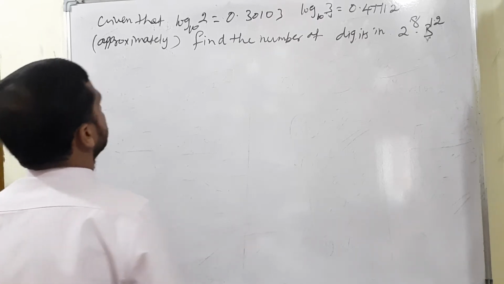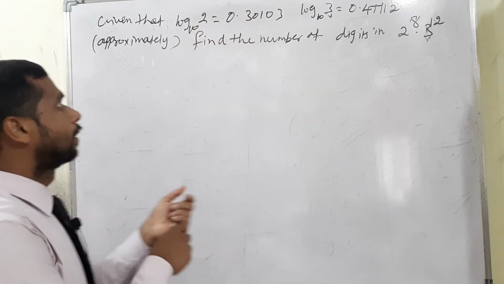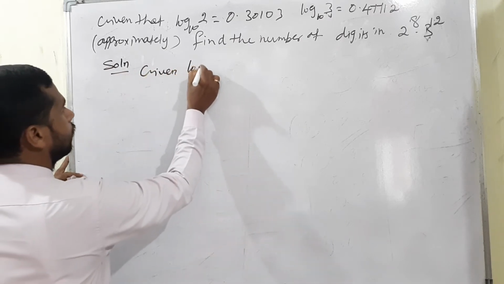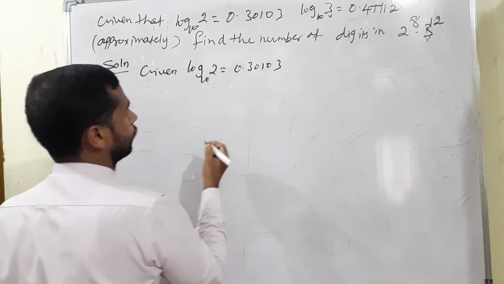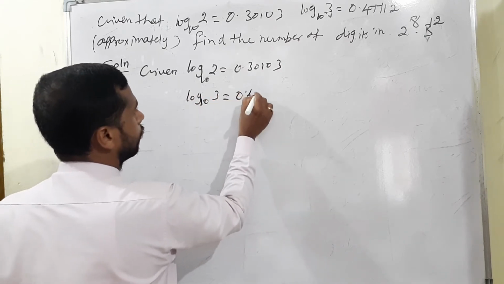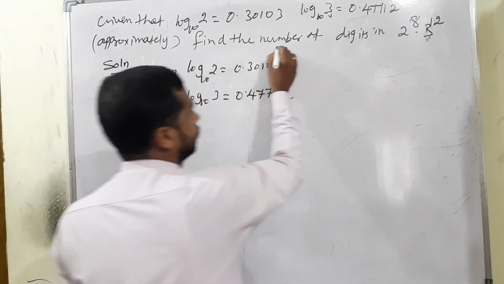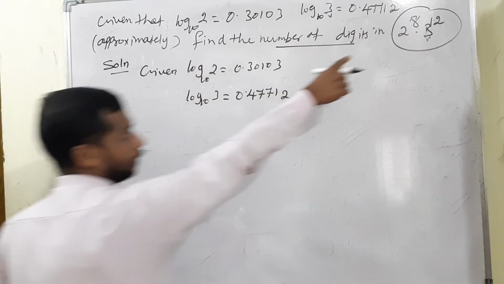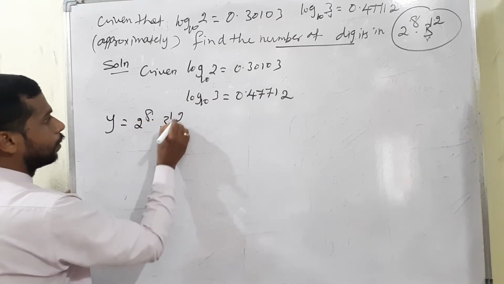So example 2.40. The condition given: log 2 base 10 is equal to 0.30103. Next condition, log 3 base 10 is equal to 0.4771. Find the number of digits. We have to find the number of digits in 2 power 8 into 3 power 12. The last term, take it as y. Okay, y is equal to 2 power 8 into 3 to the power 12.